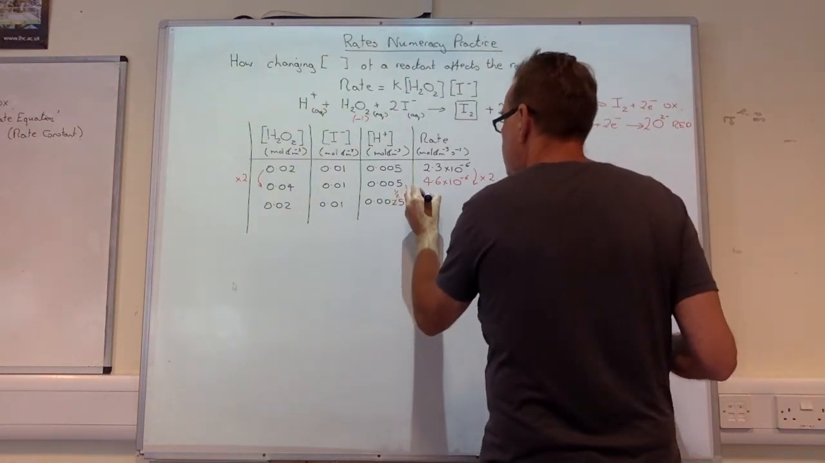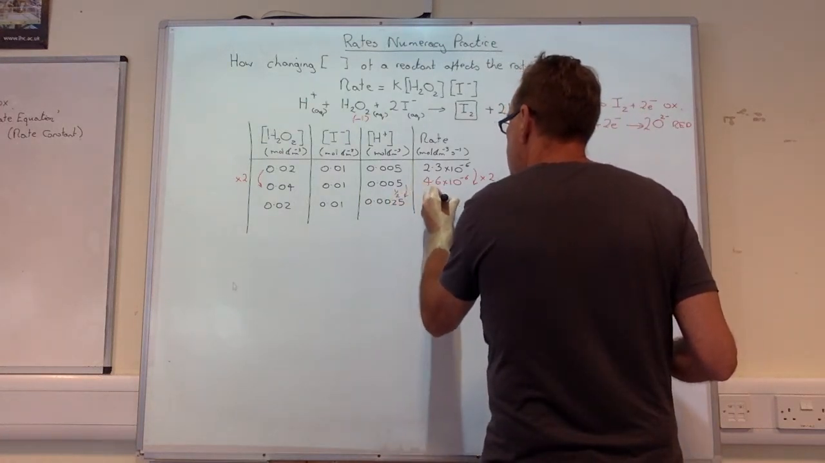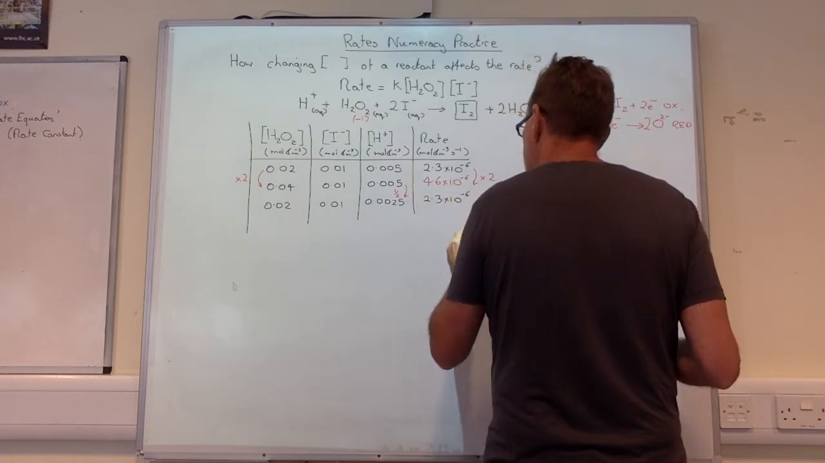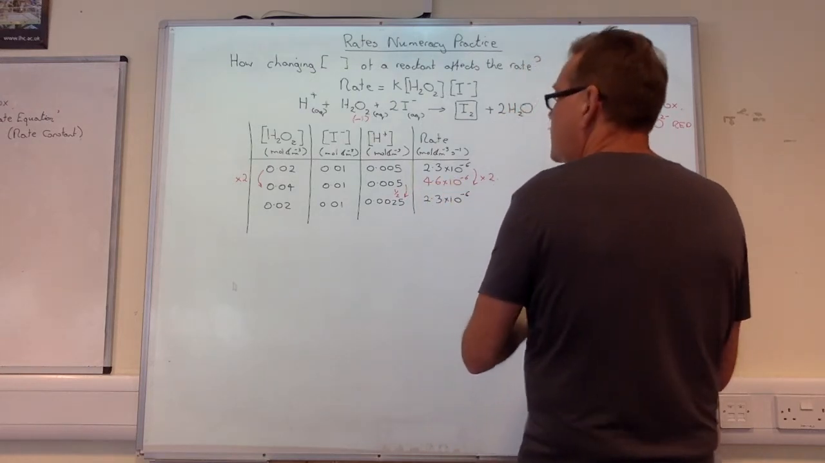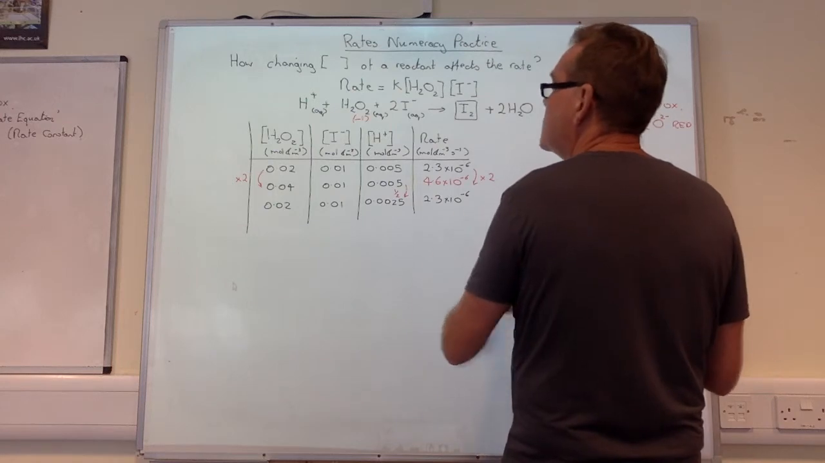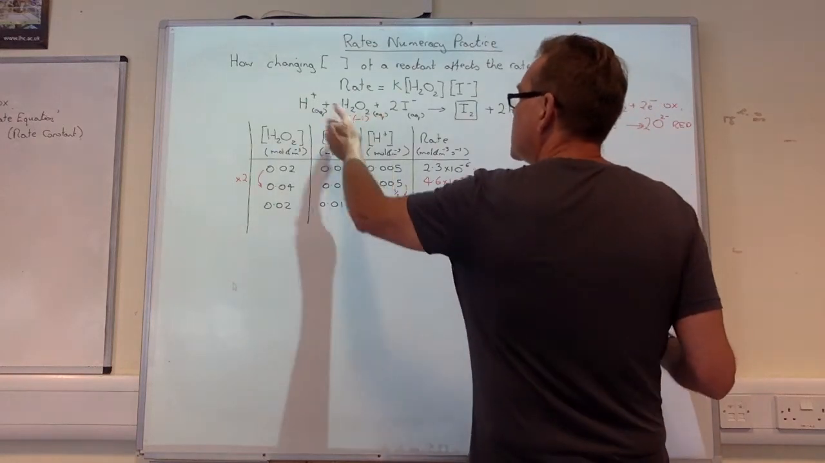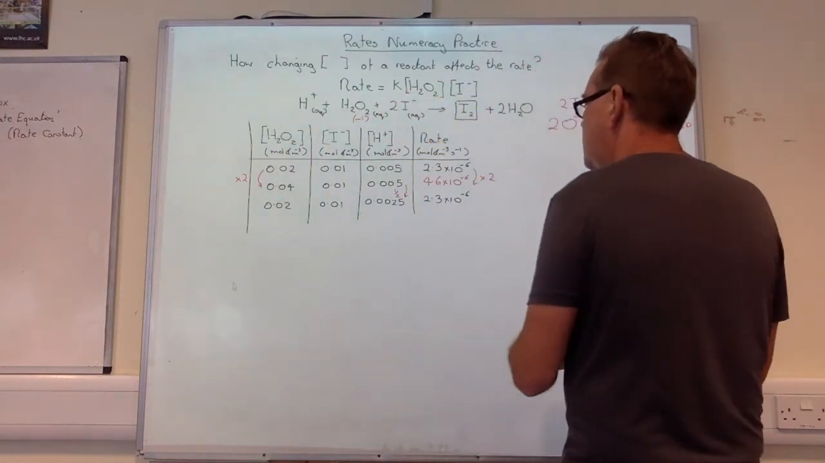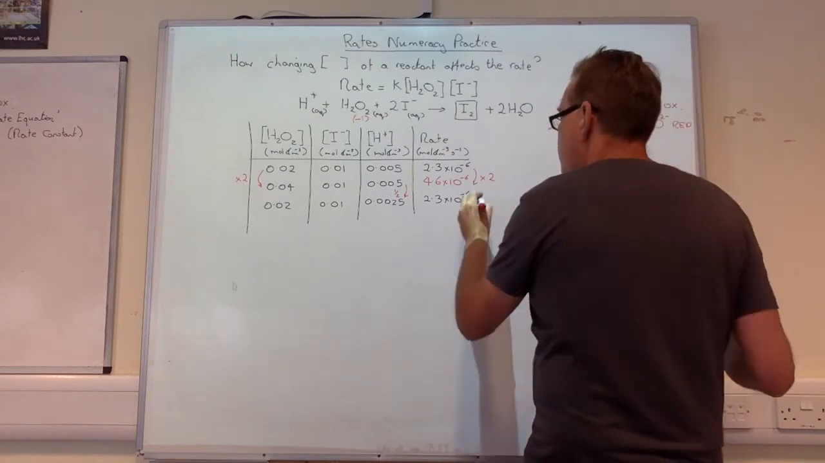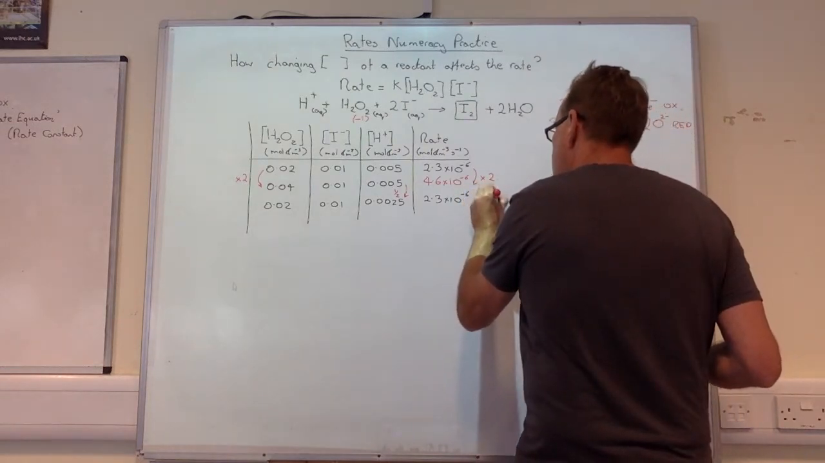So 2.3 times 10 to the minus 6, no effect, because it's zero order with respect to H plus. It's not in the rate equation. Okay, no effect, unchanged.